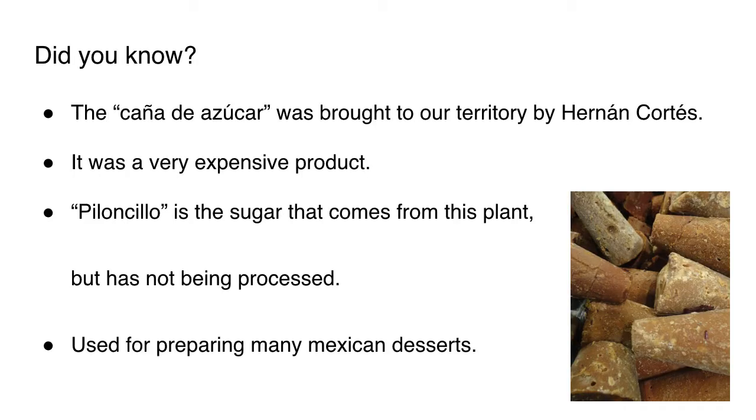For example, did you know that caña de azúcar, the one that's in the ponche navideño you drink, was brought to our territory by Hernán Cortés? It was a very expensive product. And out of that caña de azúcar, you can take out something called piloncillo. Have you seen it? You have a picture here in this slide, and it looks like a cone, sort of, and it's full of sugar. But it's sugar that is not processed, so it makes it a little bit healthier. And it is very commonly used for Mexican desserts. For example, dulce de calabaza, dulce de camote, this kind of juicy desserts that have fruit inside. Well, piloncillo is very popular with those.